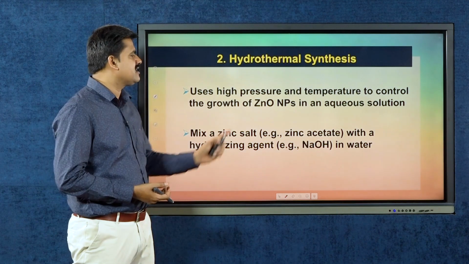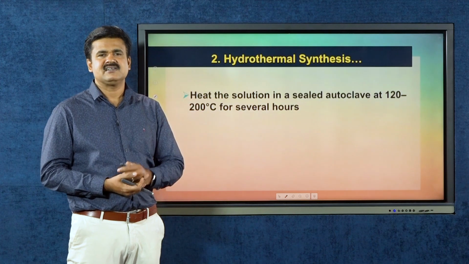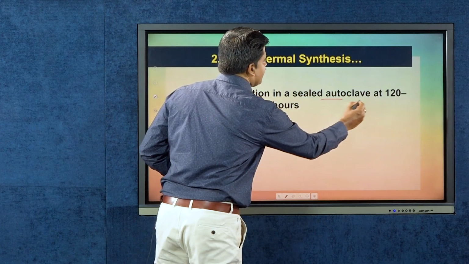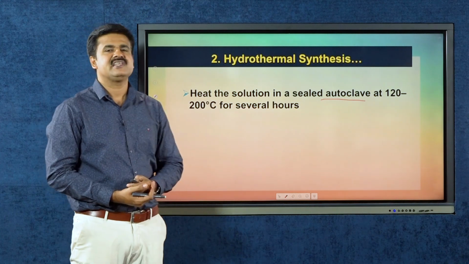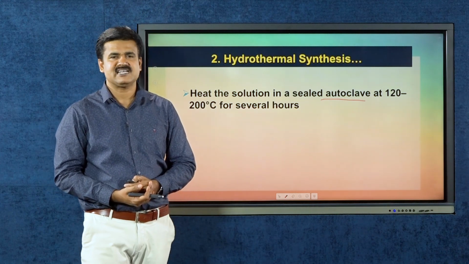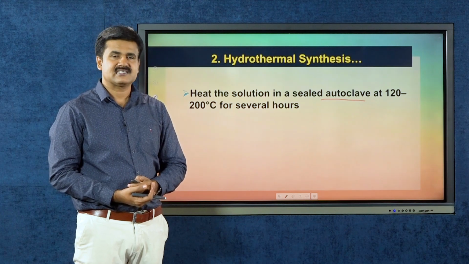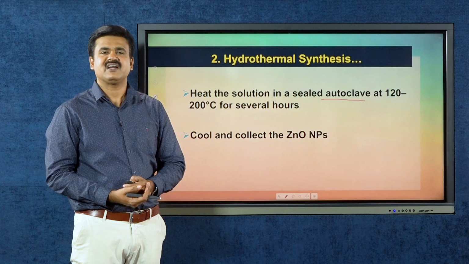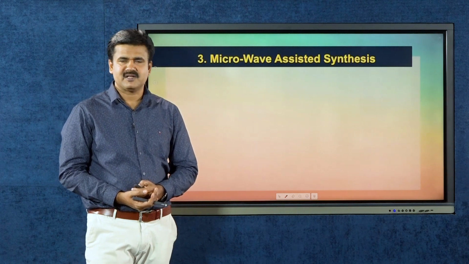Mix a zinc salt like zinc acetate with a hydrolyzing agent, NaOH, in water and heat the solution in a sealed special device, that is nothing but an autoclave, and the temperature range is between 120 to 200 degrees Celsius. This heating continues for several hours, and as a result you will get zinc oxide nanoparticles after final cooling. So, hydrothermal synthesis is a very popular method.